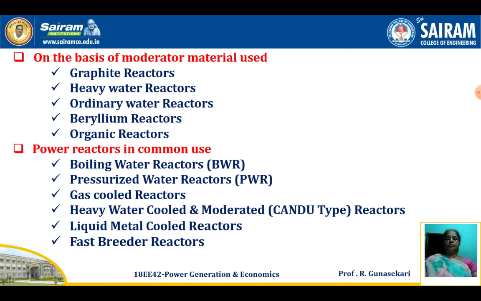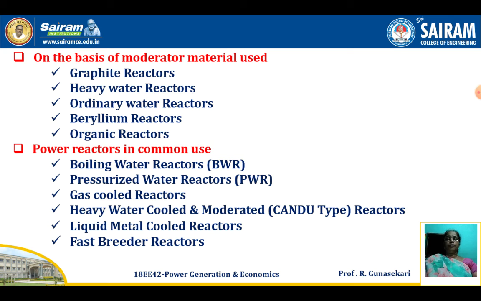The next, power reactors in common use. The first type is boiling water reactor, the shortest abbreviation is BWR. The second one is pressurized water reactors, that is PWR. The third one is gas cooled reactors. The fourth one is heavy water cooled and moderated reactors. This type is known as CANDU type, a very important type of power reactors. Then next, liquid metal cooled reactors. The last one is fast breeder reactors.